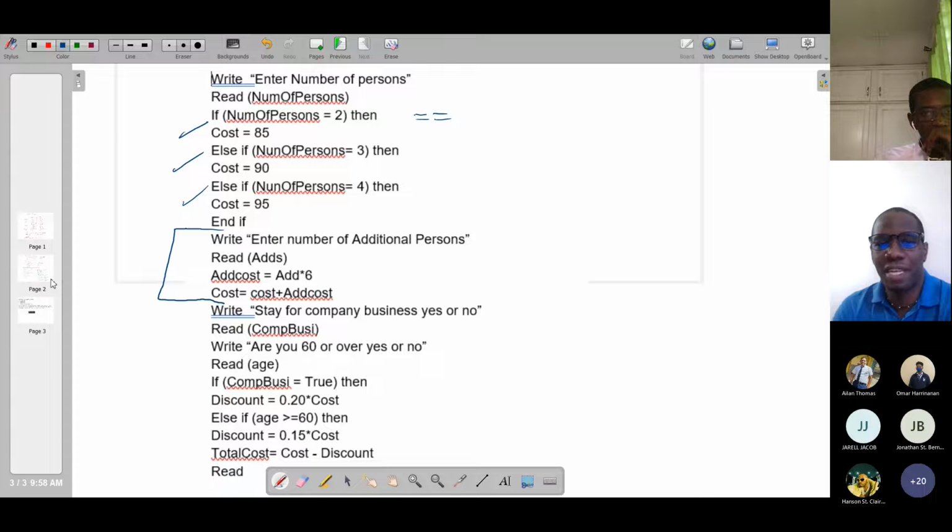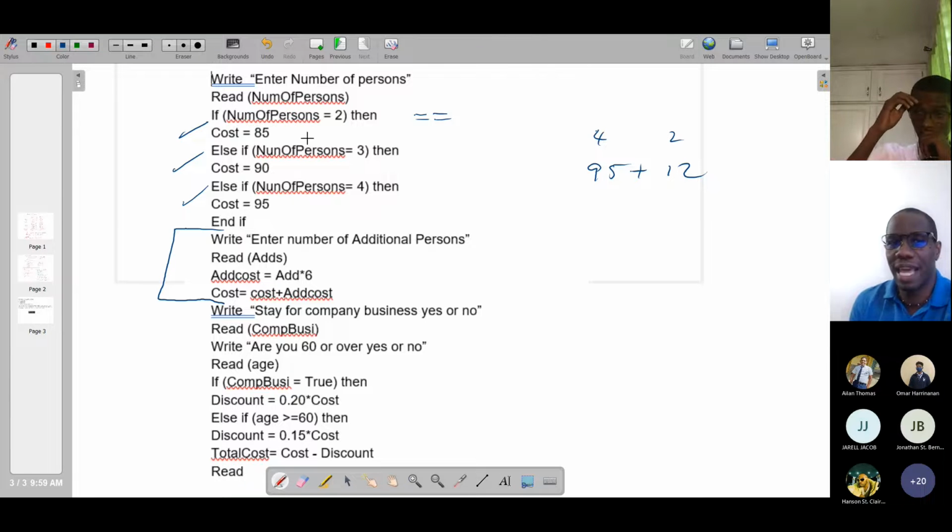what if the person said that the number of persons was 2 and then the additional persons was 4, right? We're going to have a problem here in terms of getting the actual cost, because if we had 6 persons in total, the cost should have been 95 plus 12. That would have been for 4 persons plus 2 additional persons.